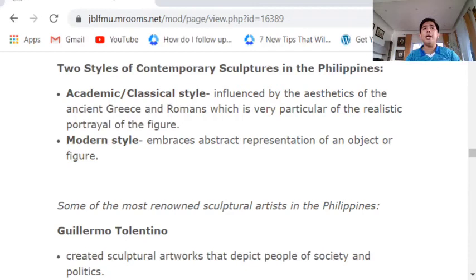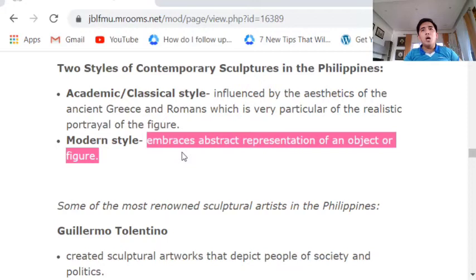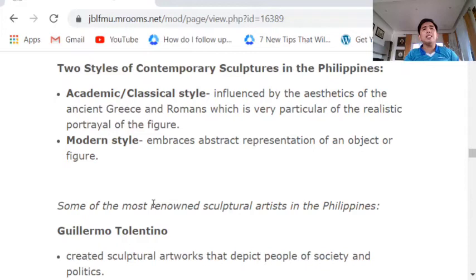Okay? Next is modern style. It embraces abstract representation of an object or figure. So, this kind of sculpture has an incorporation of modern style. Like in painting, it is not the same, it is not just whatever you look like. There is something revised to put in your own creativity.